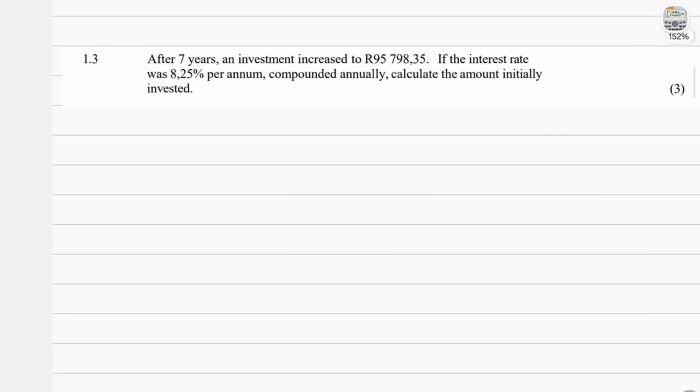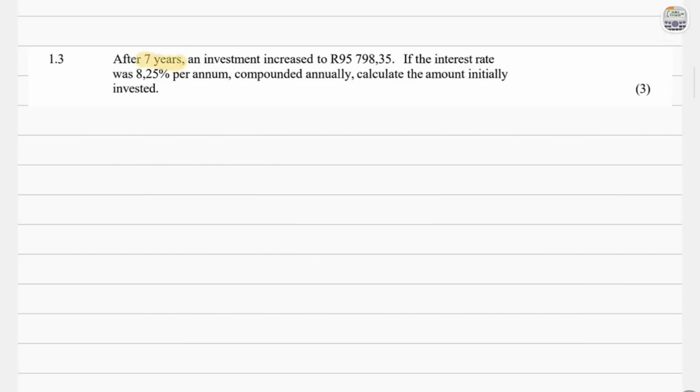Question 1.3 says, after 7 years, an investment increased to this amount. So this is the amount it ends up becoming. And then if the interest rate was 8.25% per annum compounded annually, calculate the initial amount invested. So we can clearly see we are using compound interest. Okay, so the formula here, the compound interest growth formula is A equals P, 1 plus i raised to the power of n.